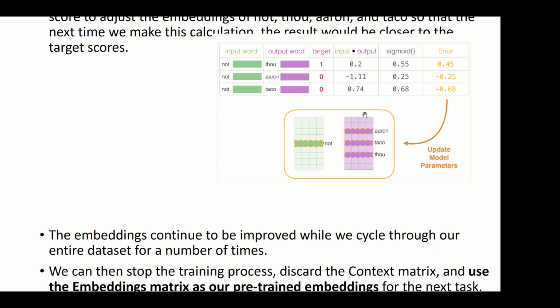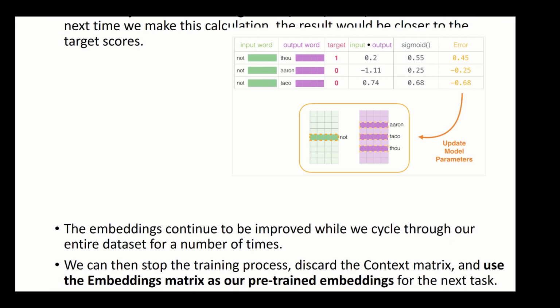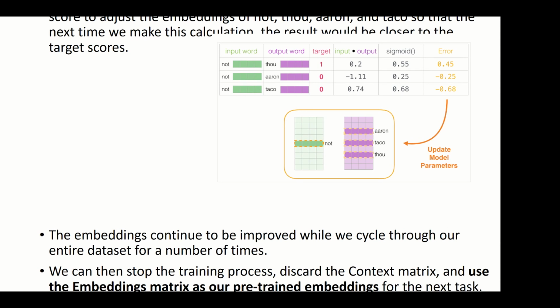So finally, once you are good to stop this whole process of getting the results and updating your model, you will discard this context matrix, and you will simply take this embedding matrix. These are called pre-trained embeddings. Say for Word2Vec, you will get the pre-trained embedding models, so you can directly use that model in your applications.